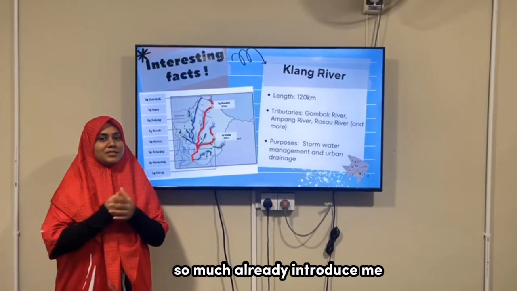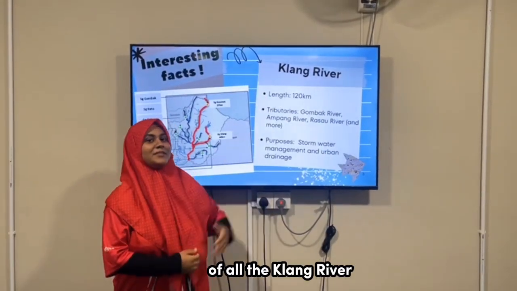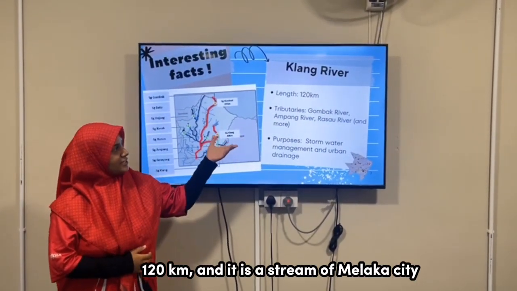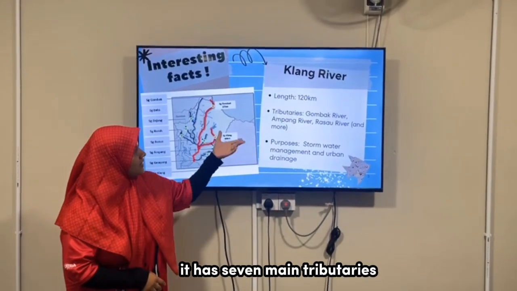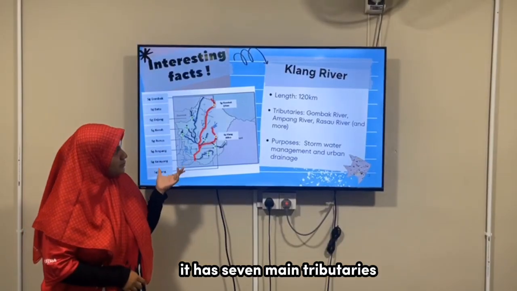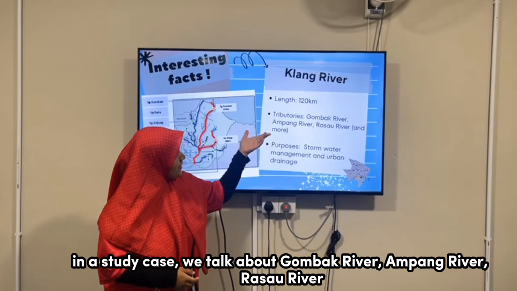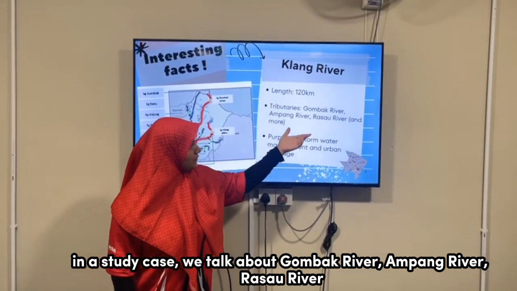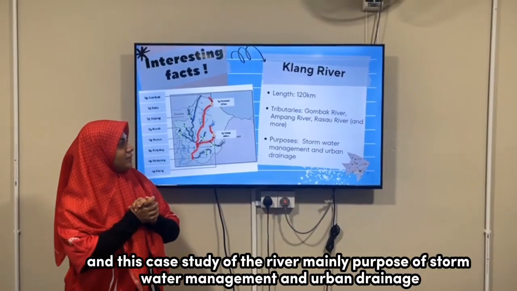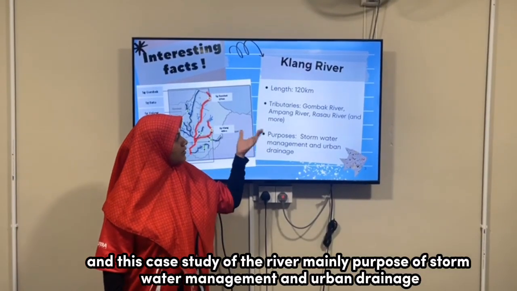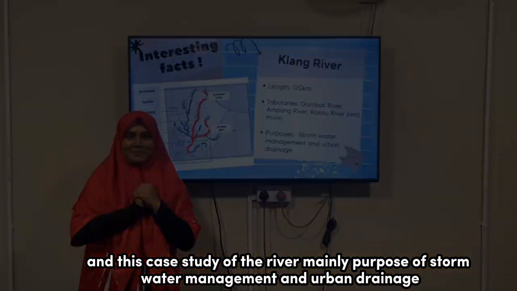Hello, this is Nadia Saddam, as you already introduced me. Do you know the interesting facts about our river, Klang River? It is 120 kilometers long and flows into the Strait of Malacca. It has 7 main tributaries, but in our case study, we are going to talk about Gombak River, Ampang River, and Rasau River. This case study mainly focused on stormwater management and urban drainage.